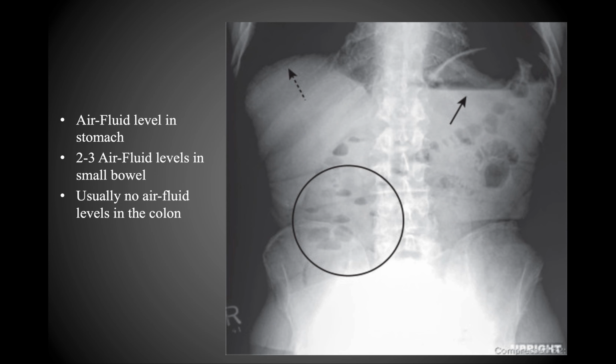So it's important to know, but you will typically see that air fluid level in the stomach, which is pointed out on this radiograph. And then you'll see sometimes 2 to 3 air fluid levels, though sometimes less, in the small bowel. So in this case, you can see a very clear air fluid level located right here in the small bowel. And there's usually not any air fluid levels in the colon. So you'll see significant amounts of gas in the colon, but you will not typically see any air fluid levels because one of the primary functions of the colon is to reabsorb fluid. And so typically you don't get this accumulation of fluid in the colon.